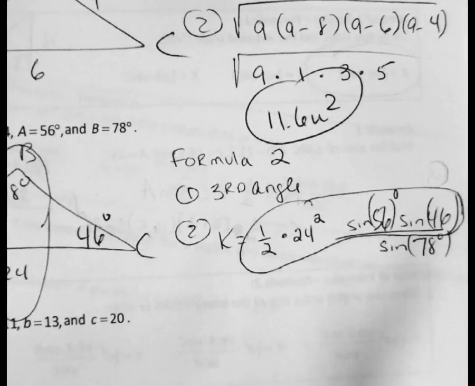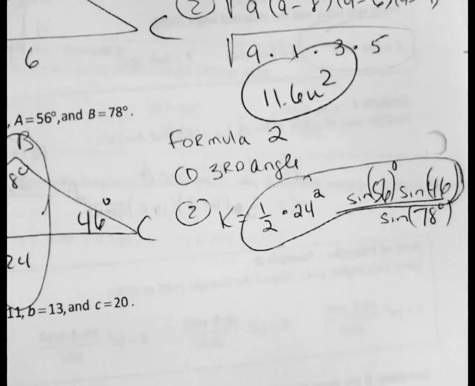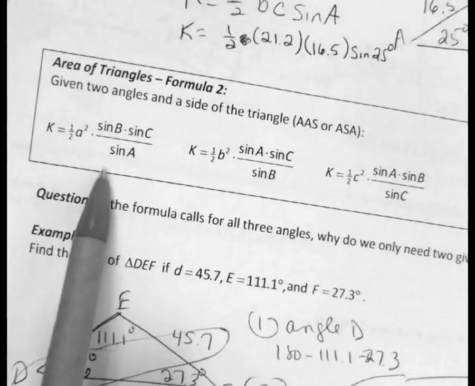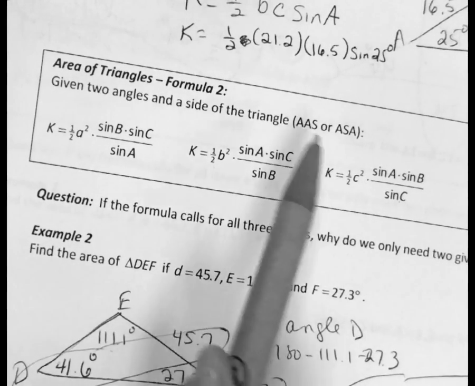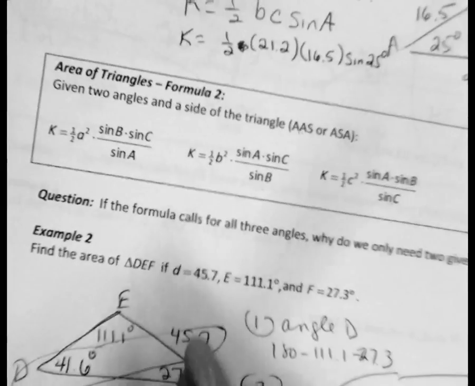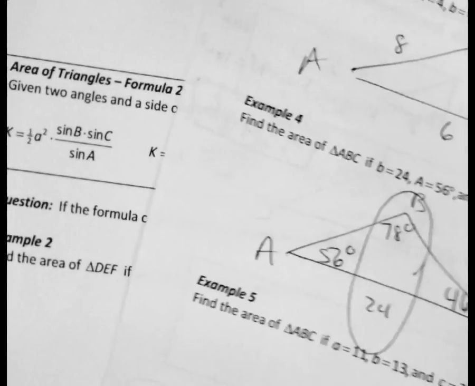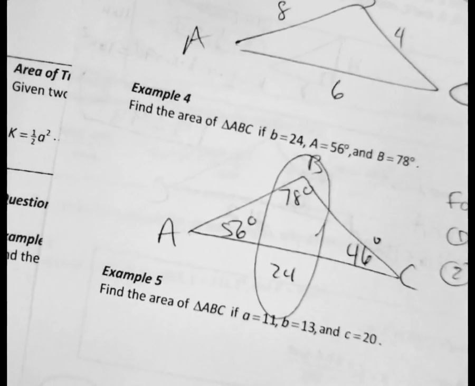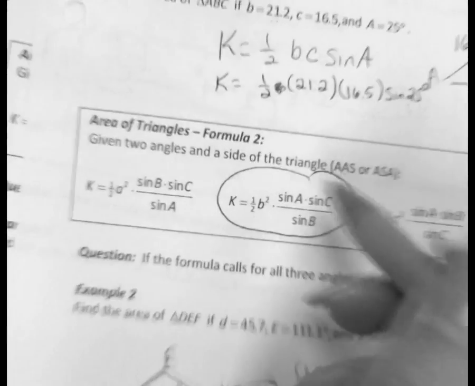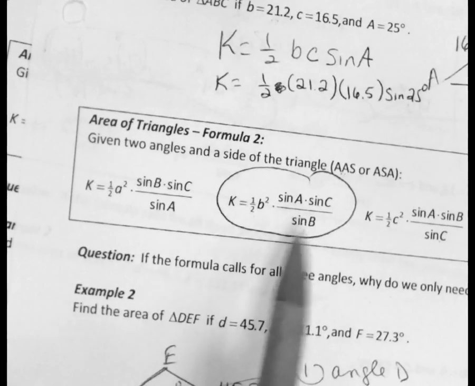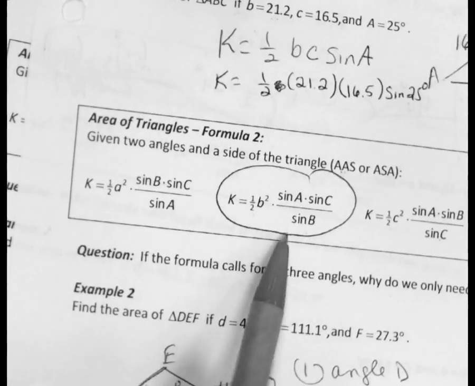Can you show me the formula you use? It's one of these 3. Oh, formula 2. Side is given, 2 angles. So according to this, it's A, B, and C. They gave you side B, so we are using this one exactly. This is the one we're using right now.